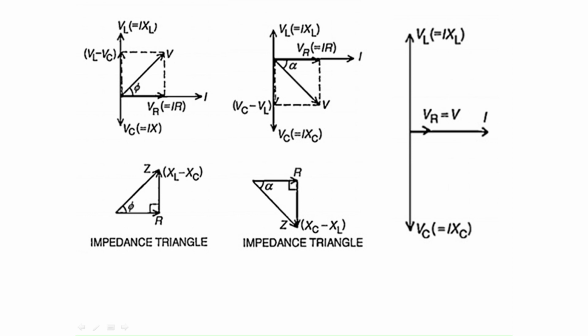In case 1, if XL is greater than XC, then XL minus XC is positive. In that condition, the inductive reactance XL is more than XC. Therefore, the circuit behaves like a series RL circuit, and Z equals R plus jX, where X is nothing but XL minus XC. The phase difference phi equals tan inverse of (XL minus XC) by R, and the power P equals VI cos phi, and the power factor cos phi is lagging in this case.